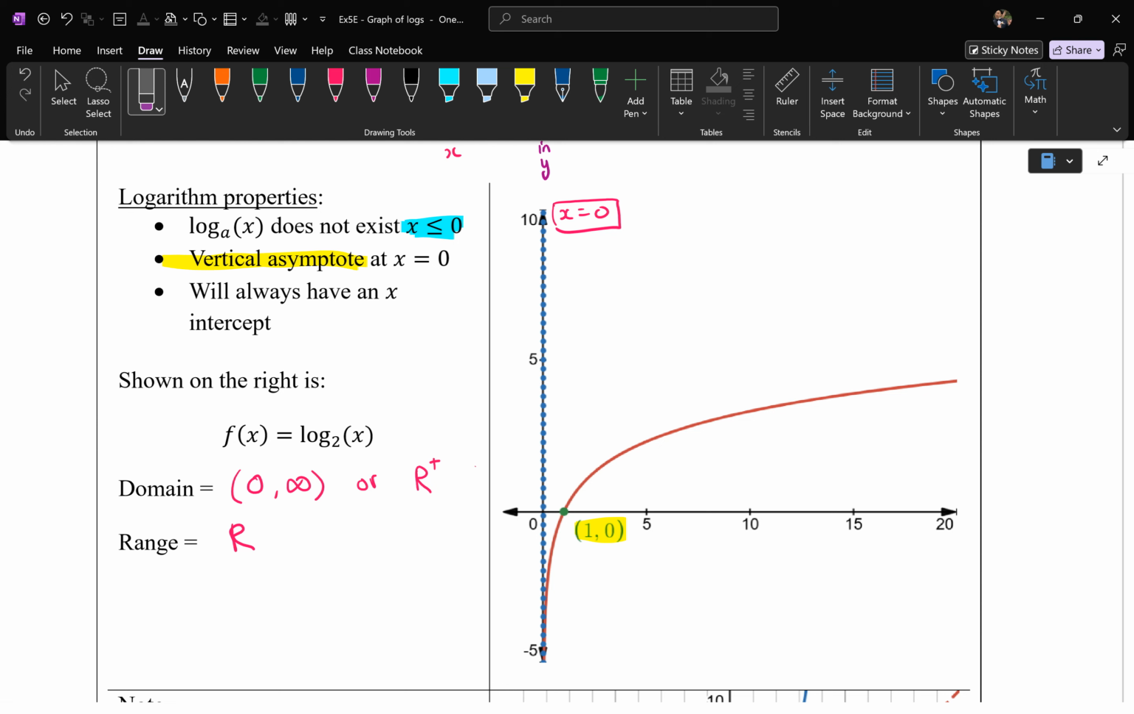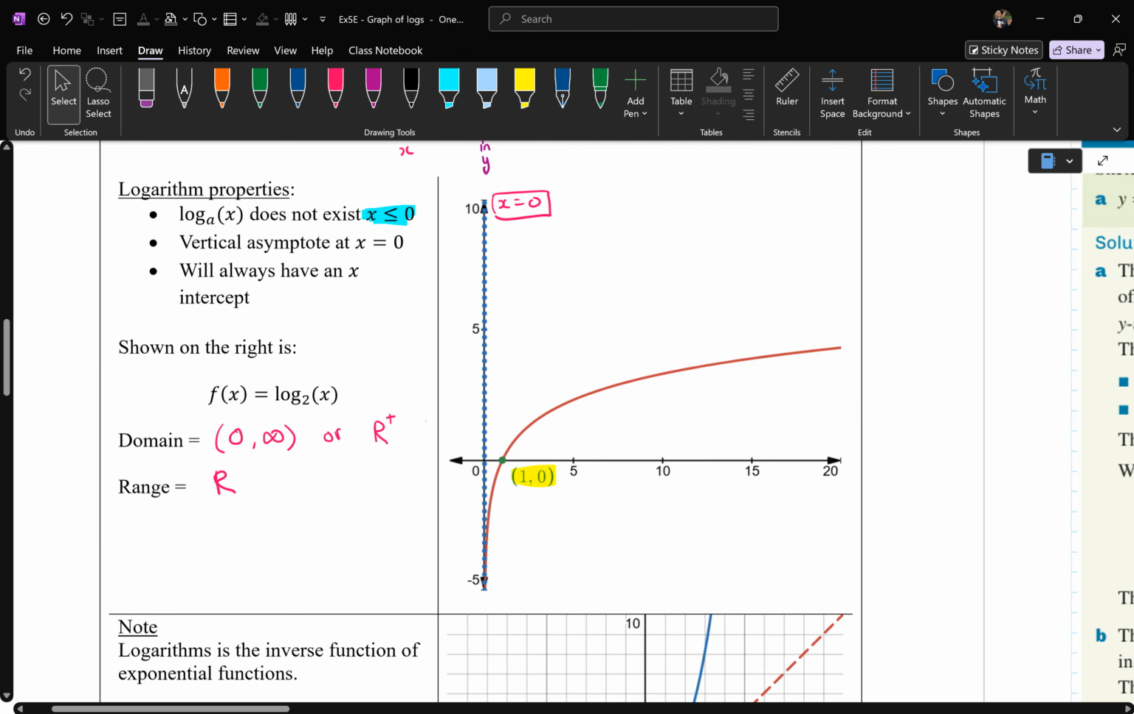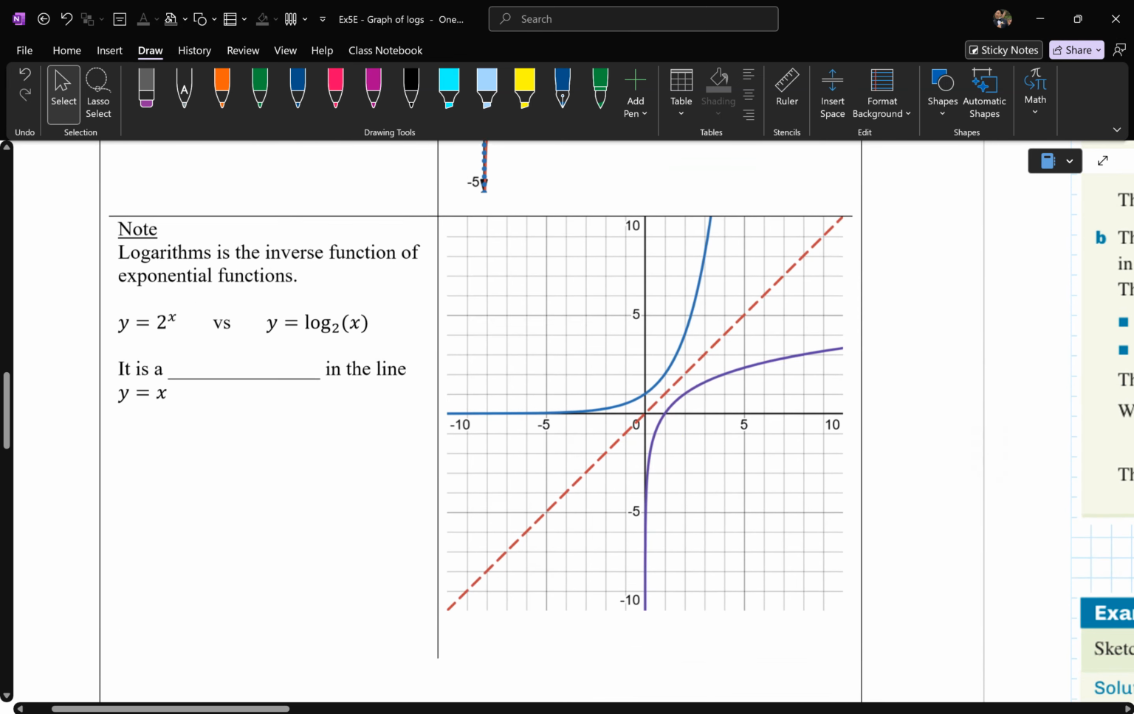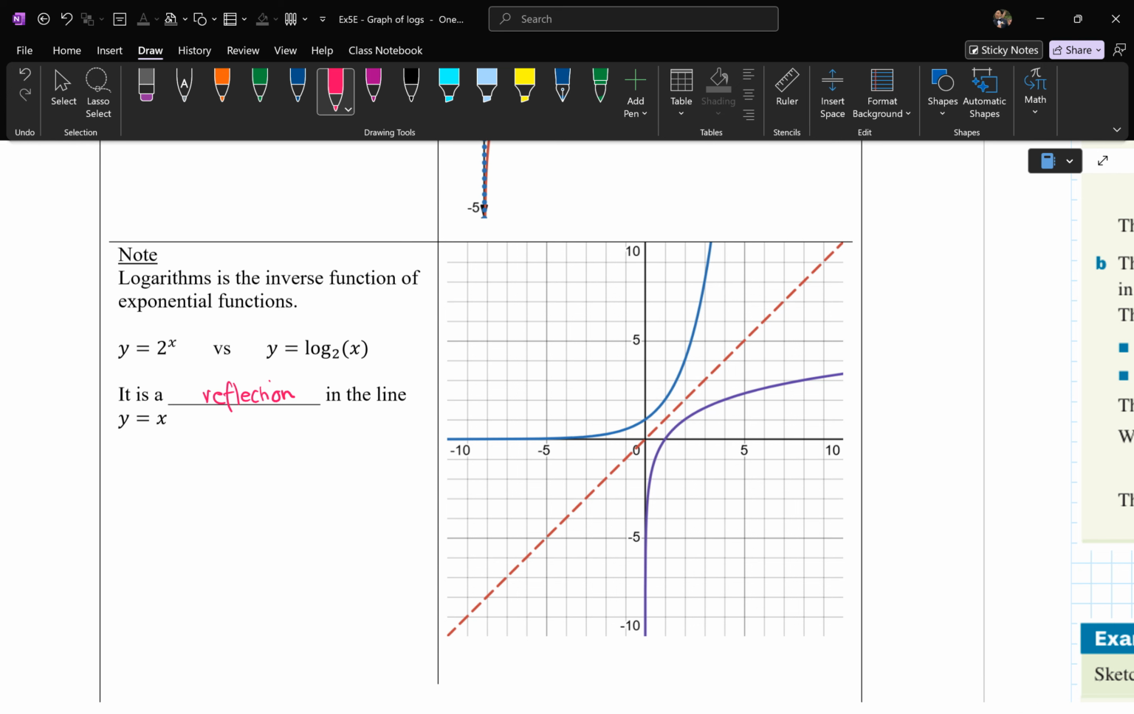When you're doing your exam questions, you'll get an answer. Sometimes you have to sub it back into the equation to check, does it equal a negative? Because if it equals negative, it means it's impossible. I think I have one of the examples later for you to check out. And then it will always have an x-intercept. This is the inverse, so it is a reflection. So 2 to the x and log base 2 of x are a reflection in the line y equals x.